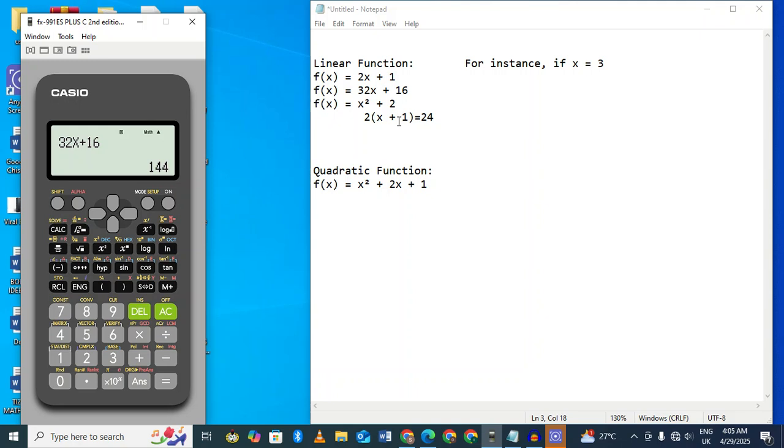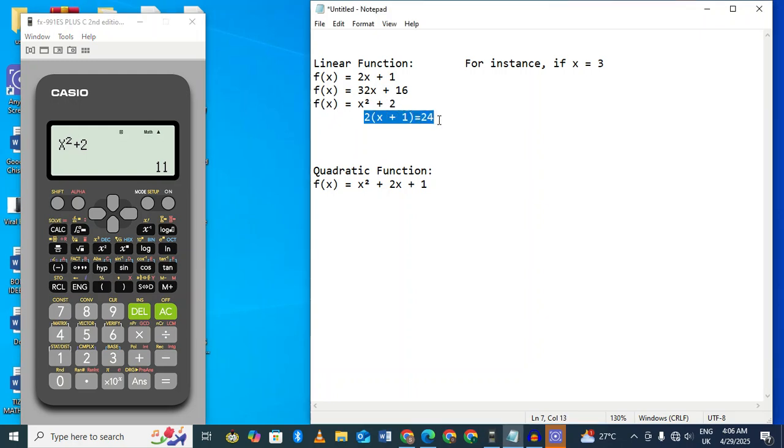So next, let's see when we have a square. For this, we'll start with x square plus 2. The same way, we click on the calculator function, and it asks what's the value of x. Let's use 3. That gives us 11. So what happened here is we did 3 square, which is 9, plus 2 to give us 11. So what if we have an expression instead?